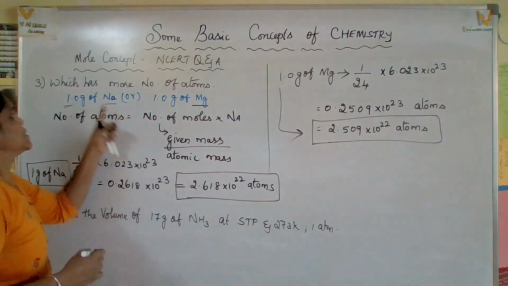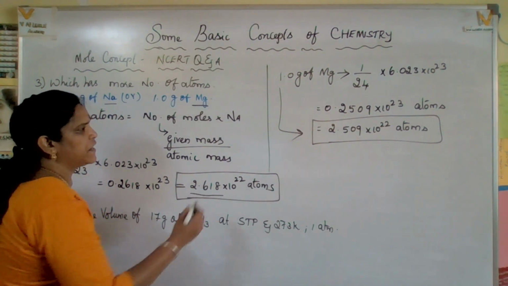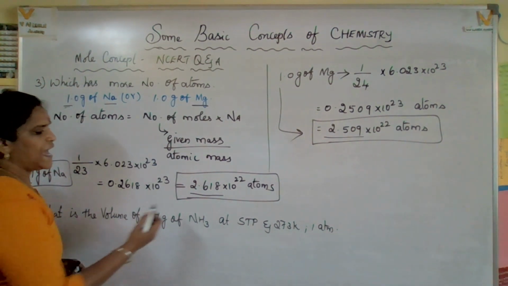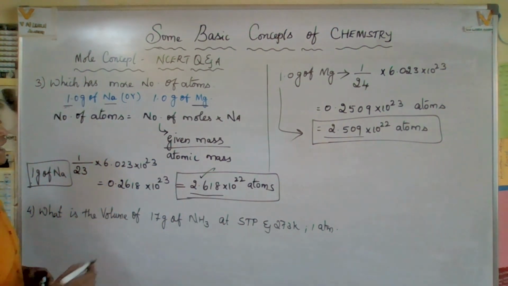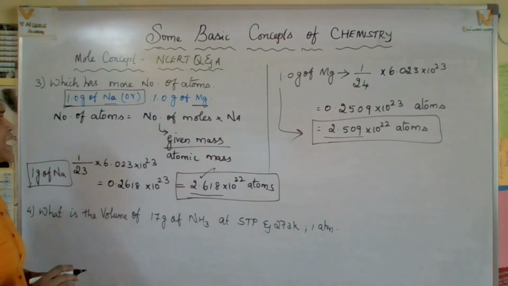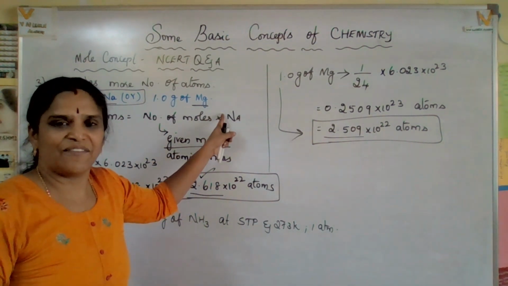Now, which has more number of atoms, 2.618 or 2.509? Naturally, 1 gram of sodium has more number of atoms. Hope you're clear with this.